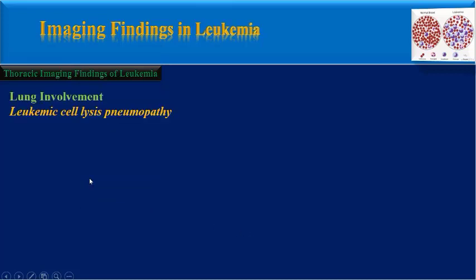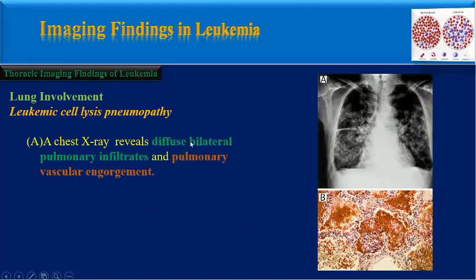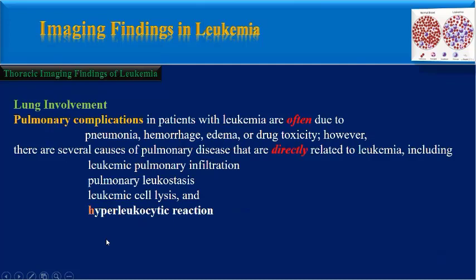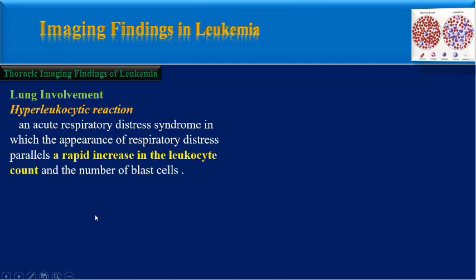Now, a case presentation. Chest X-ray reveals diffuse bilateral pulmonary infiltrates and pulmonary vascular congestion. By histology, these infiltrates were proven to be of leukemic origin. And the last type of lung involvement is hyperleukocytic reaction.